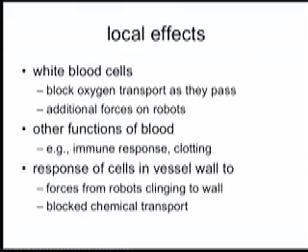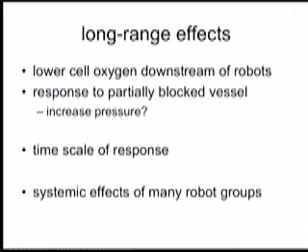There could be some other local effects. What about white blood cells when they go by? There are other functions of the blood than just delivering oxygen, such as immune response and so on. What effect might these robots have on that? And how might the cells on the vessel wall respond to the fact that the robots are sitting there? Are there some longer range effects? So I've talked about lower cell oxygen concentration when the robots take it out. So what happens downstream of where the robots are if the cells don't have as much oxygen?